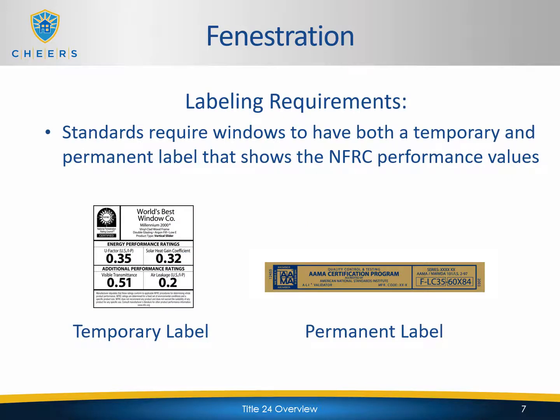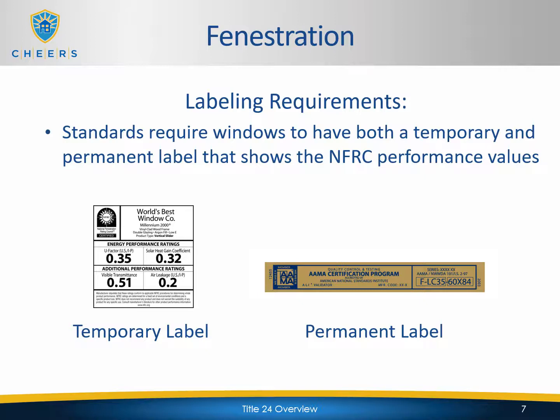So there's labeling requirements for windows as well. Standard windows are required to have both a temporary and a permanent label that shows the NFRC performance values. On the left-hand side, you'll see the temporary label, and on the right-hand side, you'll see the permanent label. So manufactured windows are required to have these labels. The manufactured windows are the windows that I told you are the most common type of window used in residential construction.